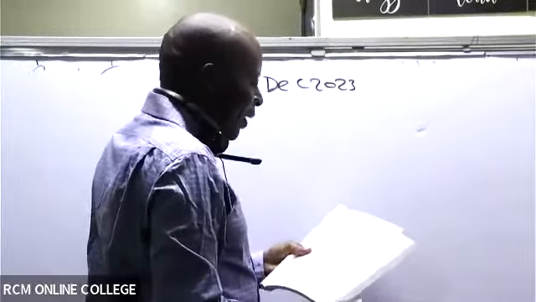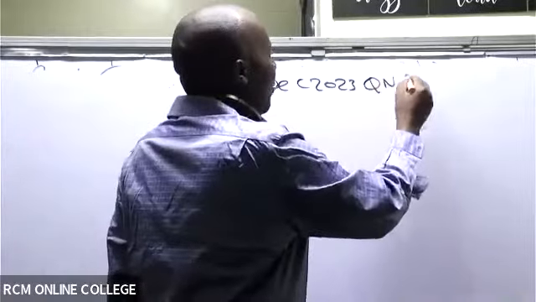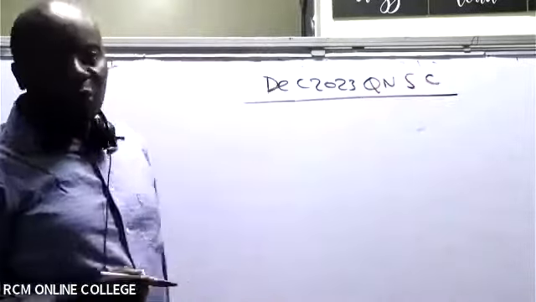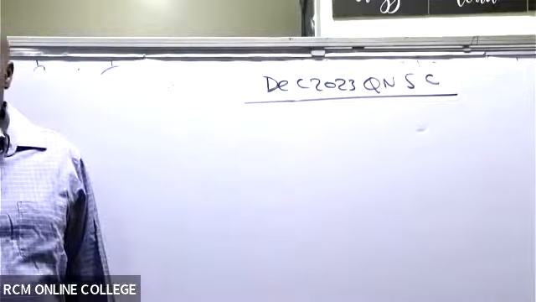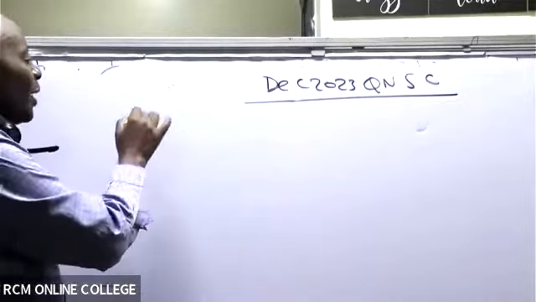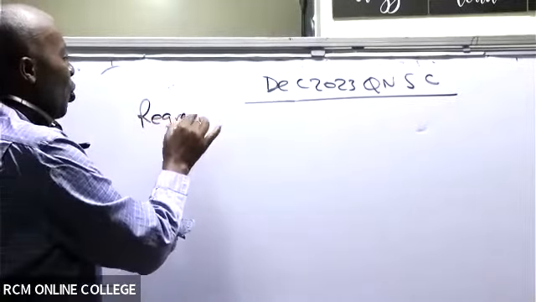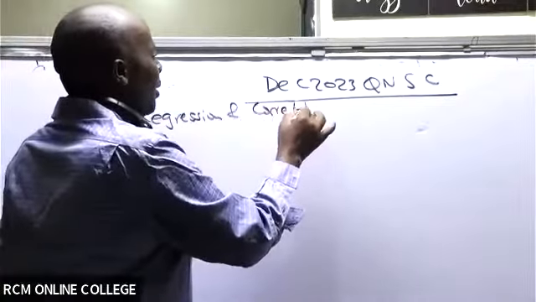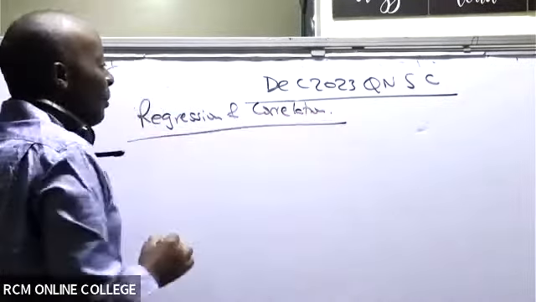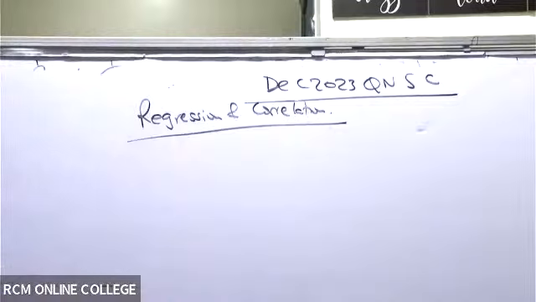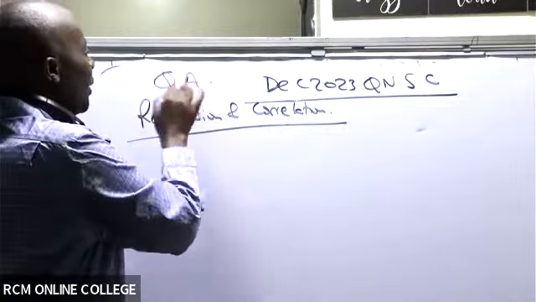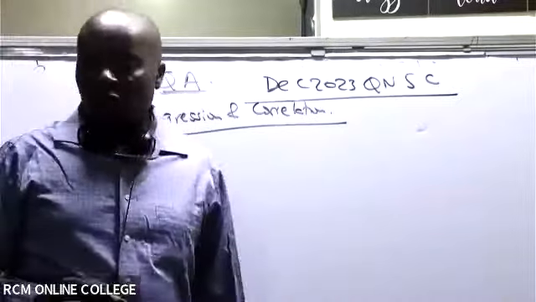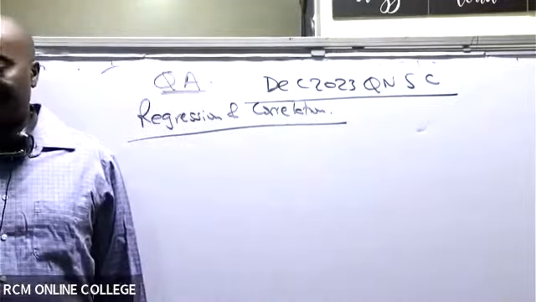December 2023, question number 5C, and I would want to look at regression and correlation. Correlation in QA is topic number 4. Regression is topic number 5. Remember, the subject is quantitative analysis.